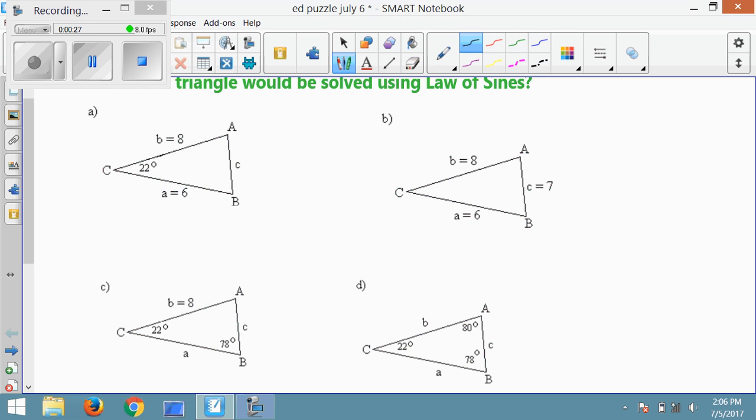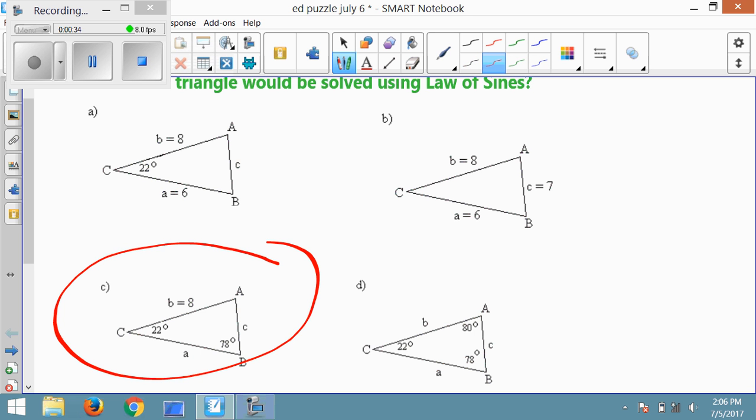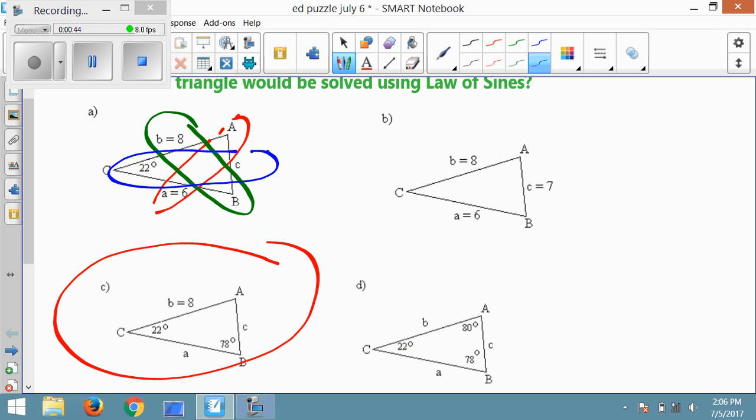The answer to this problem is going to be C. A does not work because you don't have a full ratio for any of the three sides. B does not work because it's all side, side, side, and D does not work because it's all angle, angle, angle. So the only answer is C.